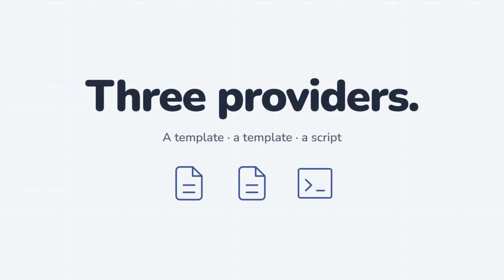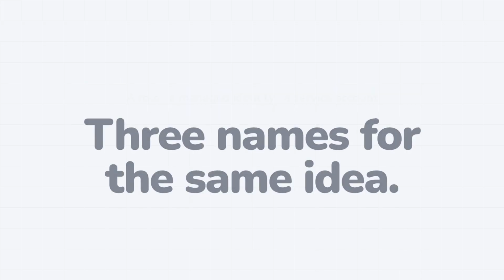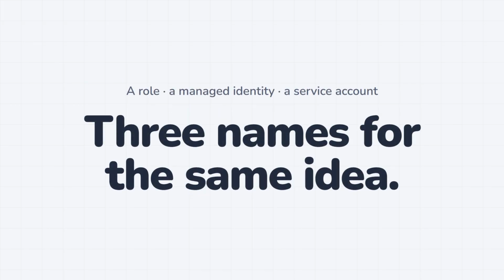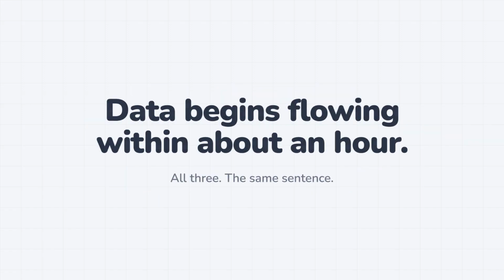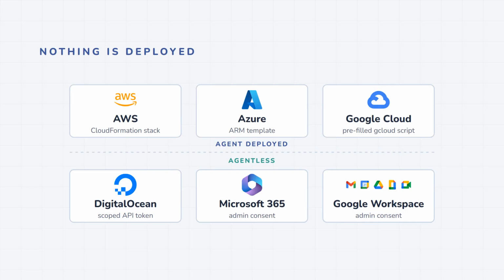3 providers, 3 different artifacts, a template, a script. 3 different names for the identity that comes back: a role, a managed identity, a service account. And then all 3 end in exactly the same sentence. Data begins flowing within about an hour. The other 3 never deploy anything.